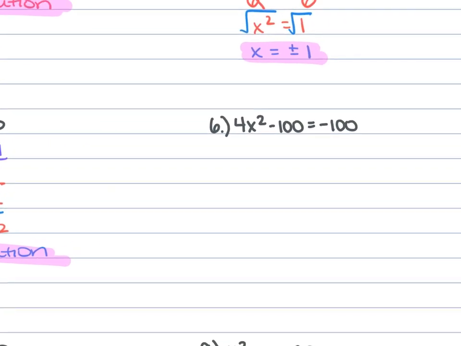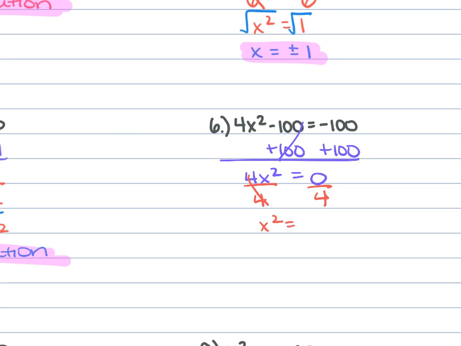For 6, we have 4x squared minus 100 is equal to negative 100. So we're going to add 100 to both sides. We have 4x squared is equal to 0. We divide each side by the 4. We get x squared is equal to 0. Then we take the square root of both sides, so x is just 0. And we've got to remember 0 is neither positive nor negative, which is why that plus or minus does not go in front of it.